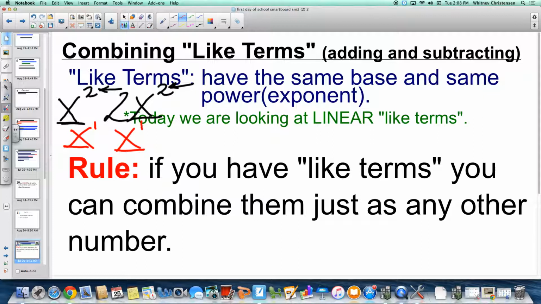We're not there yet. Okay, so the rule is, now don't write down the rule necessarily, because when we get to the example problems, you're going to be like, oh, this is way easy. Okay? If you're sure you have like terms, you can combine them just as any other number. So I'm going to give you an example, and then this will make sense.